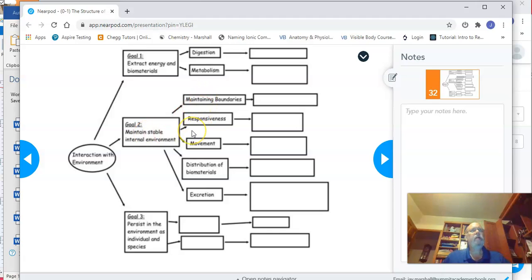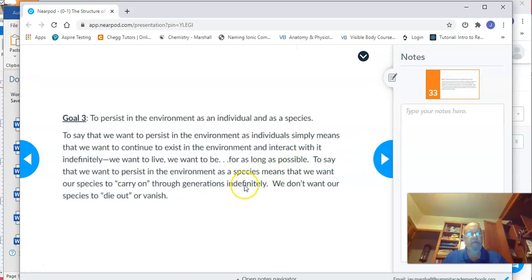Okay, so now I can say I have one goal, I acquire energy and biomaterials, and the functions that accomplish that are digestion and metabolism. My second goal is to maintain a stable internal environment, and the functions that accomplish that are maintaining boundaries, responsiveness, movement, distribution of biomaterials, and excretion. Okay, so we're building an important list here. And then finally, my third goal, to persist in the environment as an individual and as a species.